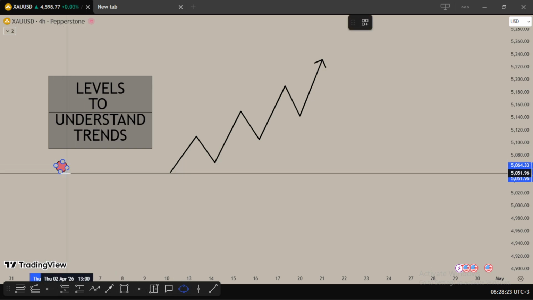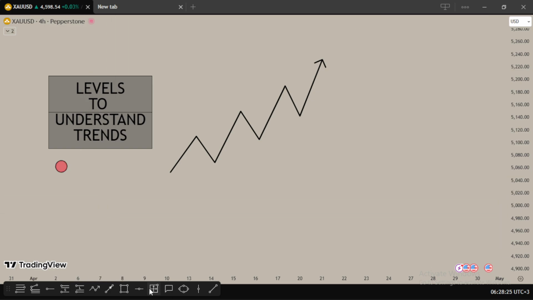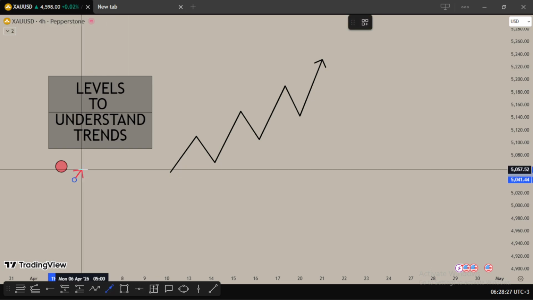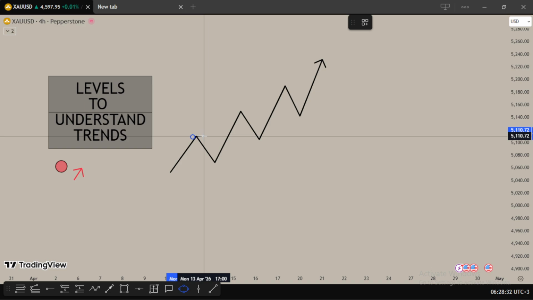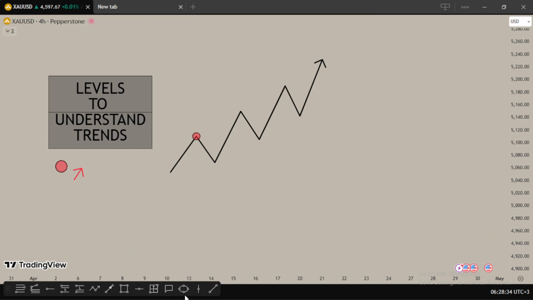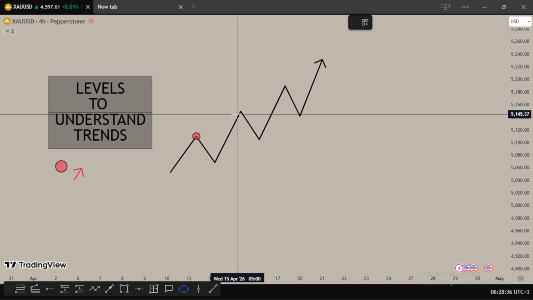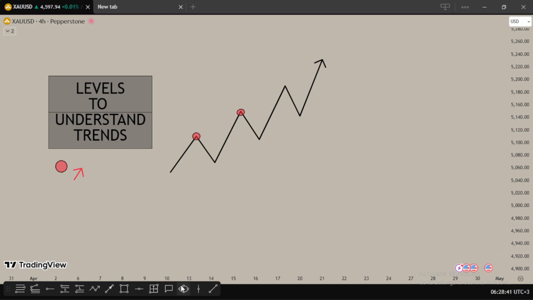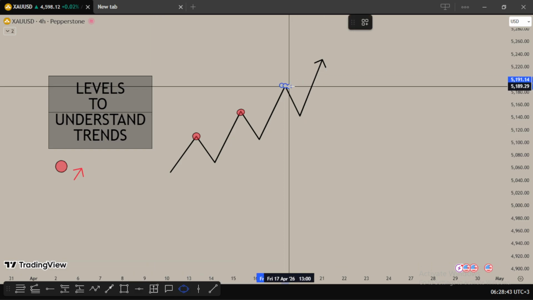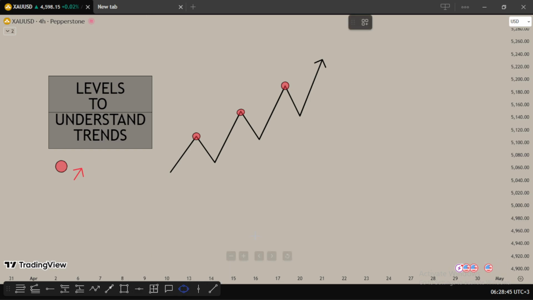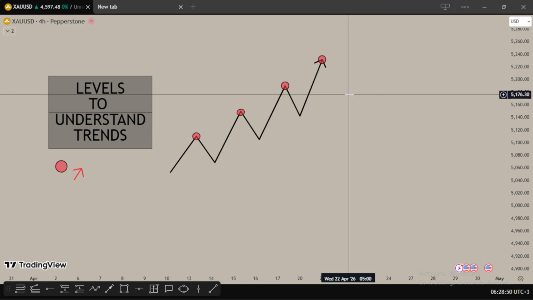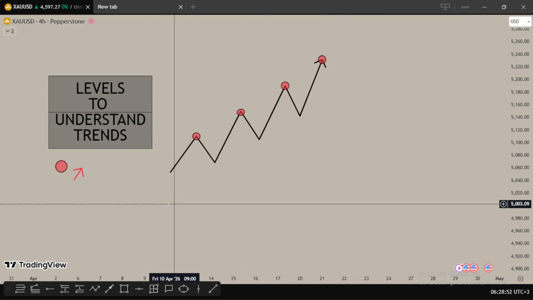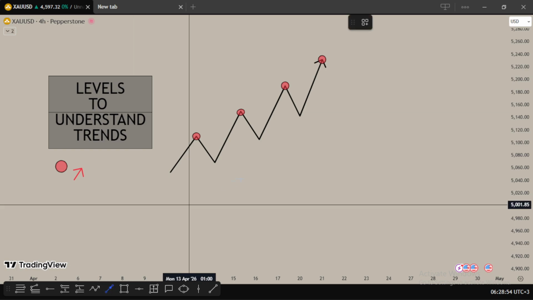Now, I'll use the ellipse to signify sellers and the arrow to signify buyers. So at this area, we have sellers. At this area, we have sellers. At this area, we have sellers. Now that you are able to identify sellers in the 4-hour time frame, now you need to identify buyers.